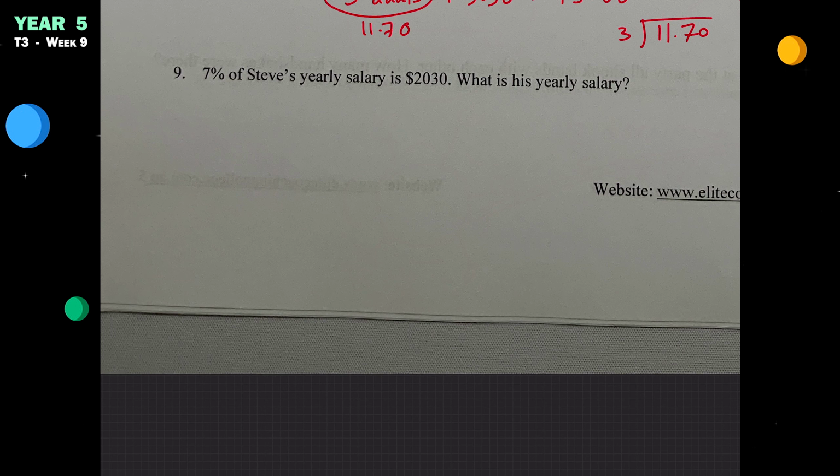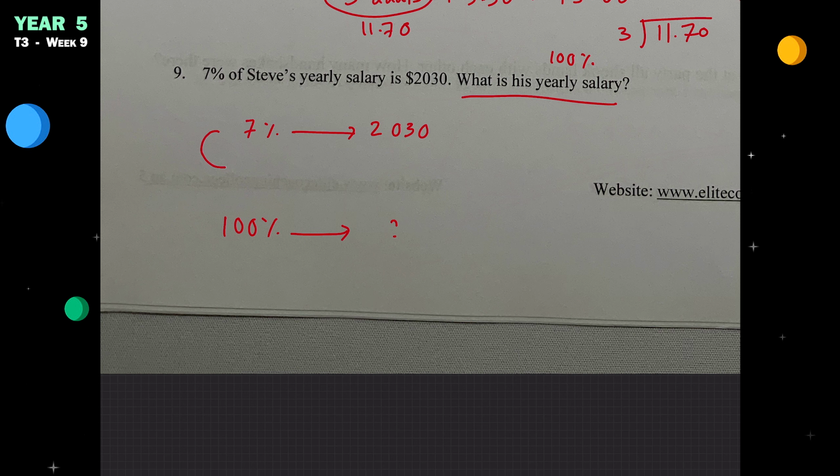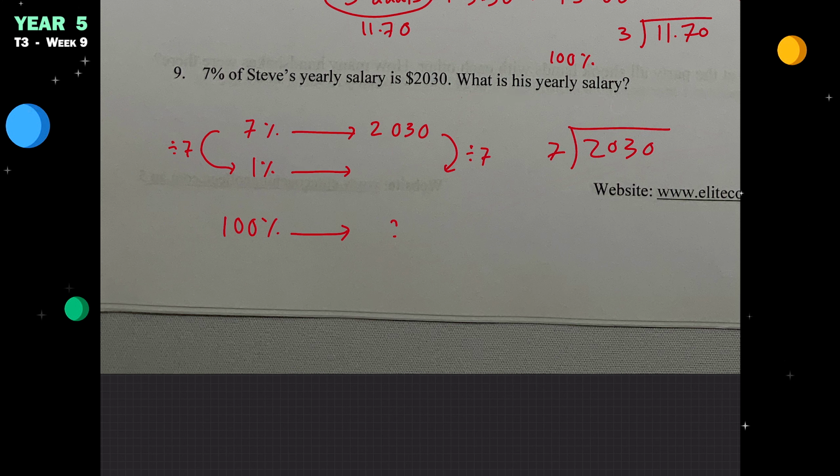7% of Steve's yearly salary is $2,030. What is his yearly salary? That means they're asking for the whole amount, so they want 100%. We have to go from 7% to 100% and figure out what this number is. So we go down to 1%, easy, so we can divide by 7. Let's have a look. Divided by 7, I'm pretty sure it divides evenly.